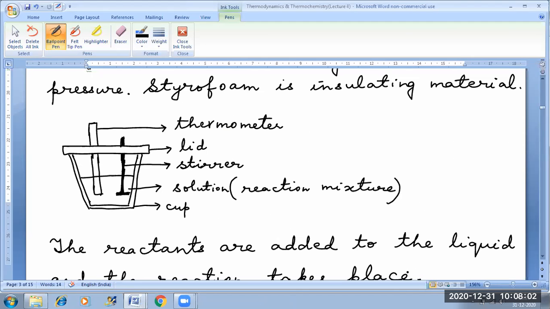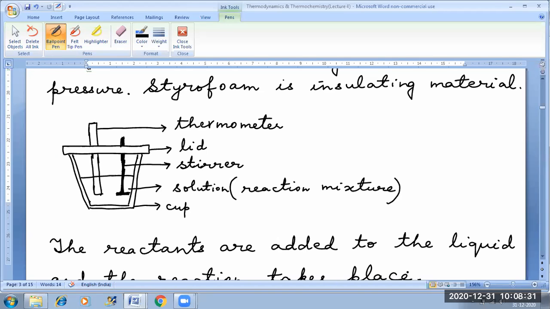This is a system. You have a solution which could be a reaction mixture, like let's say a neutralization reaction is taking place in this solution. Let's say HCl and NaOH are reacting with each other to form NaCl and water. So HCl and NaOH have been added to water, and this entire mixture which you see is called a reaction mixture. The reaction mixture contains water, acid and base, and then they react to form salt and water.